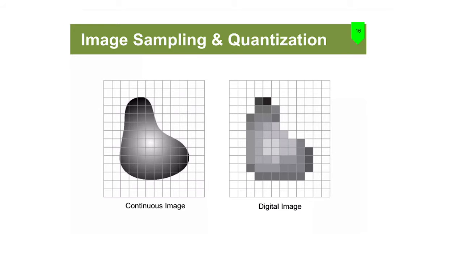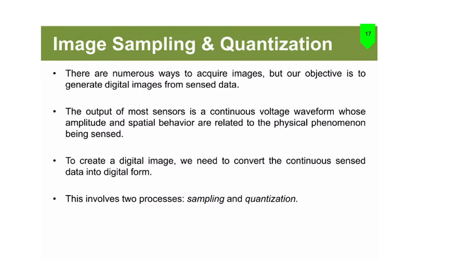For processing in so many applications, we need to have a digital image to have more accuracy and precision. So we are digitizing the image. Now how does this process go? We have many ways to acquire images, but our objective in this topic is to have a digital image. From the sensor, it is a voltage continuously running, so it is a continuous image, but we have to digitize that image.